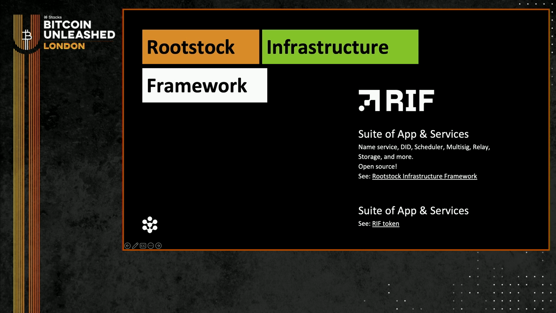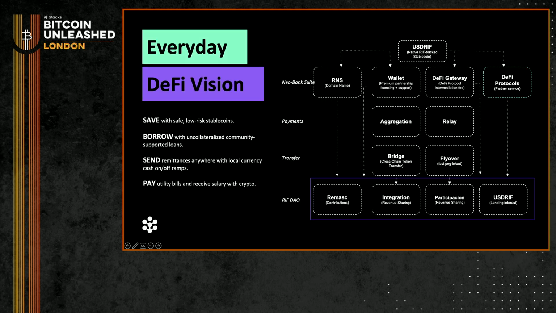It is a suite of applications and services that use the Rootstock blockchain as the backbone, and it's basically a complement for any developer who wants to build on top of Rootstock. And it solves a lot of scenarios for the developer community. This is one of the visions of IOV Labs, which is everyday DeFi. Basically, it's enabling everyone to be able to execute a certain set of financial primitives, which are explained there.